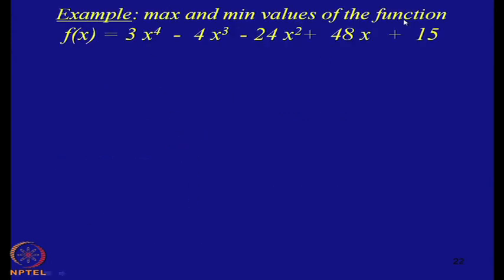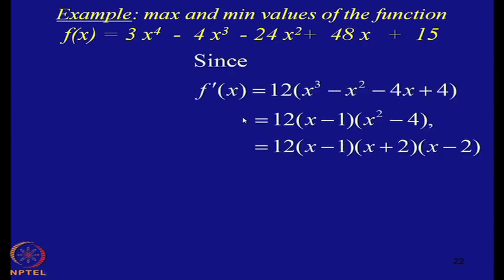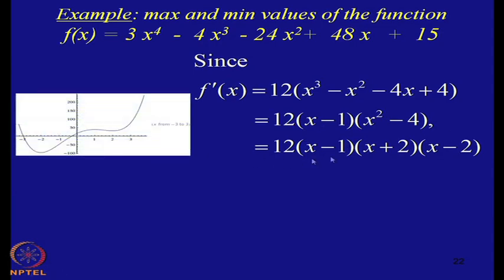Let us consider this optimization problem. We want to find the maximum and minimum values of this function, which is of order 4: 3x to the power 4 minus 4x cube minus 24x square plus 48x plus 15. To go further, we have to find the stationary points of this function. For finding the stationary points, the necessary condition tells us that we have to equate the first order derivative to 0. Then we will get the stationary points x equal to 1, x equal to 2, x equal to minus 2.